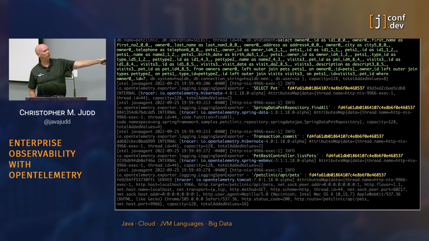And then we have, at the Spring Data JPA DAO repository level, we are calling a find all. We committed a transaction. We called an endpoint in our Spring MVC of list pets. And then here is the actual endpoint that triggered the whole thing, at our REST endpoint at the Tomcat level.